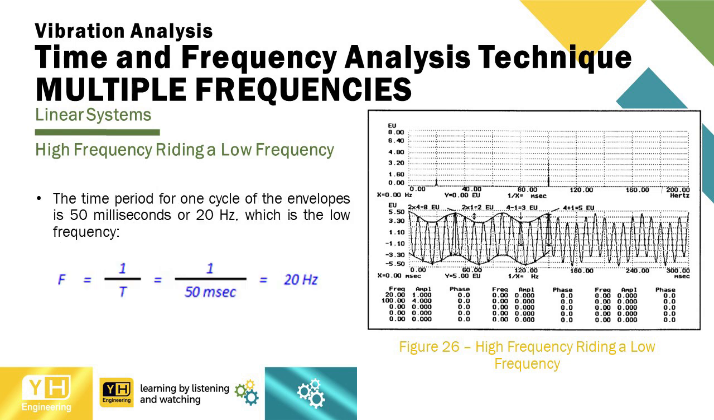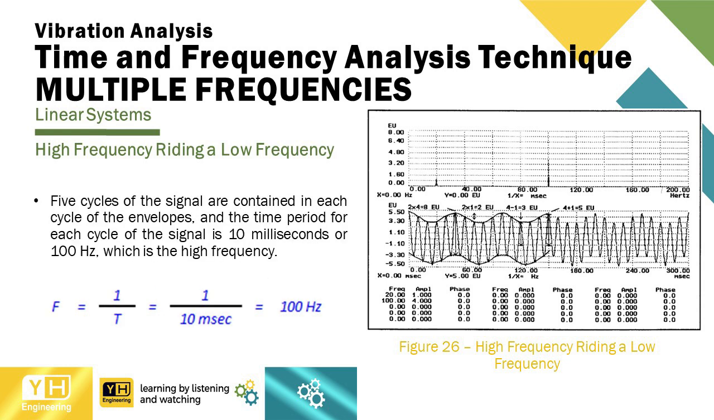This means when the positive peaks of the signal move upward, the negative peaks of the signal move upward. The time period for one cycle of the envelopes is 50 milliseconds or 20 Hz, which is the low frequency, as shown in this equation. Frequency equals 1 divided by time, equals 1 divided by 50 milliseconds, equals 20 Hz. Five cycles of the signal are contained in each cycle of the envelopes, and the time period for each cycle of the signal is 10 milliseconds or 100 Hz, which is the high frequency, as shown in this equation. Frequency equals 1 divided by time, equals 1 divided by 10 milliseconds, equals 100 Hz.